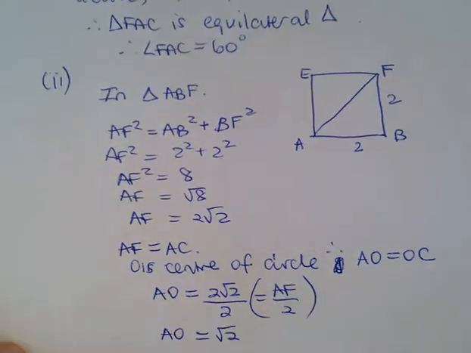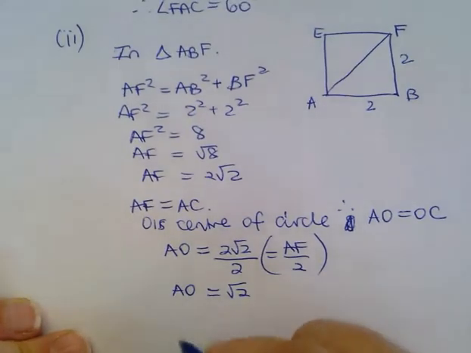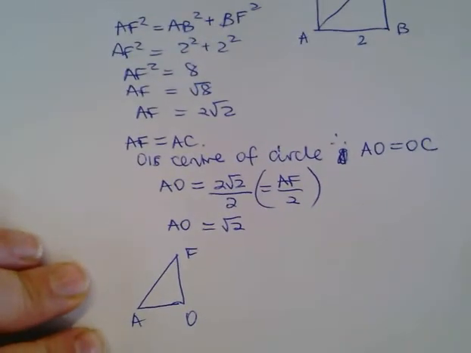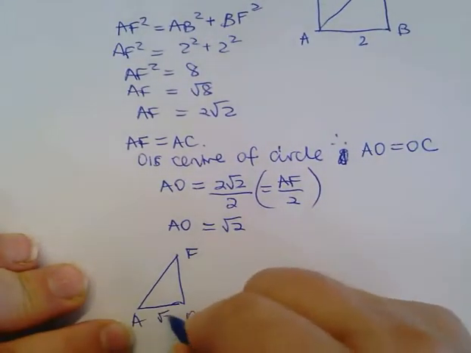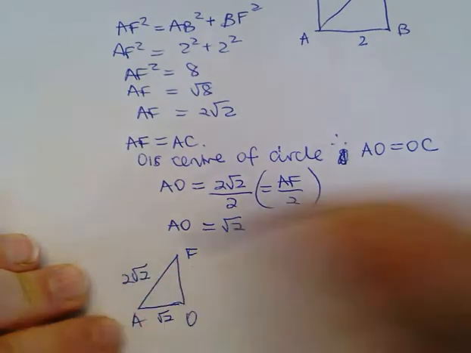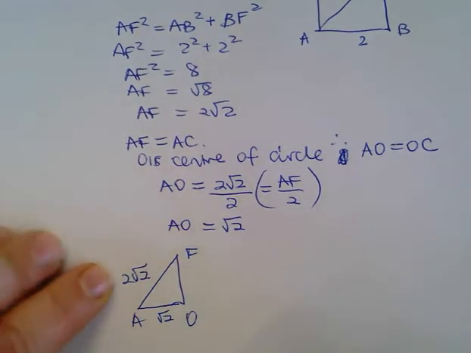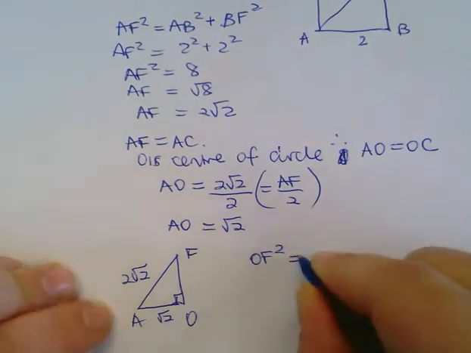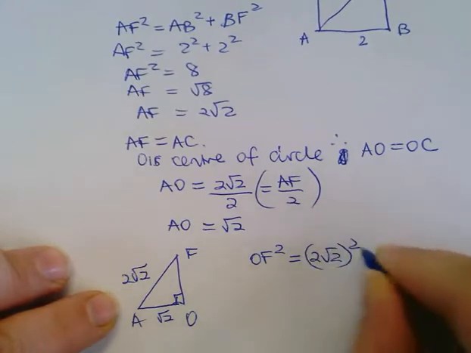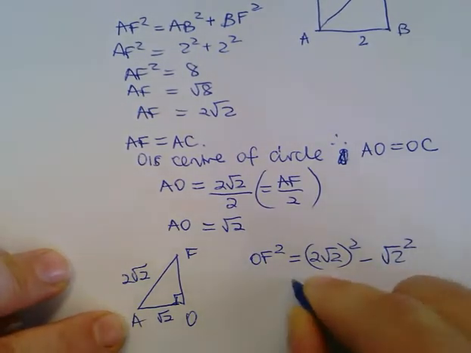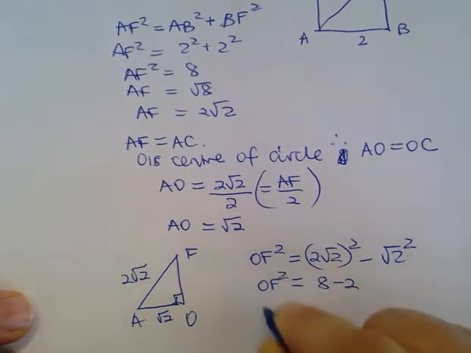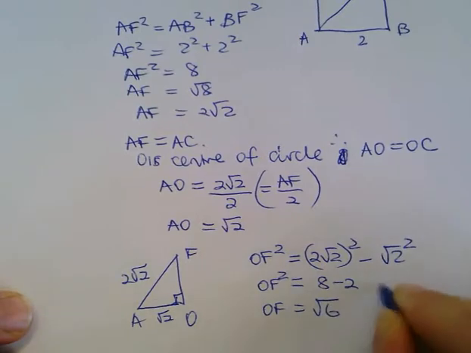That's what AO is. And then we can work in triangle AOF, and we're trying to come up with an expression for OF. We know this is root 2 and this is 2 root 2, or you can even leave it as root 8 if you want. So OF squared is 2 root 2 squared minus root 2 squared. So it's 4 times 2, it's 8 minus 2. So OF is the square root of 6.